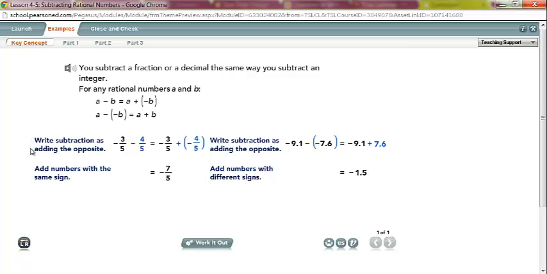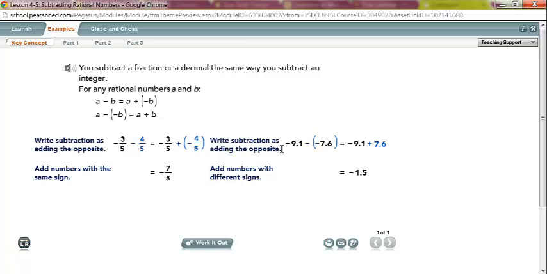Okay, so ladies and gentlemen, we're looking at this, and you see that A minus B is the same as writing A plus a negative B. And then remember, if you have a double negative, that's the same as having a positive. So A minus a negative is plus a positive, so that becomes a positive. So A minus a negative B is A plus B. So if we're writing a subtraction as adding the opposite, we have negative 3/5 minus 4/5 is the same as negative 3/5 plus a negative 4/5. We can combine these because they have like denominators without having to do any extra math and say, well, negative 3 and negative 4 is negative 7. So we're going to end up with a negative 7/5.